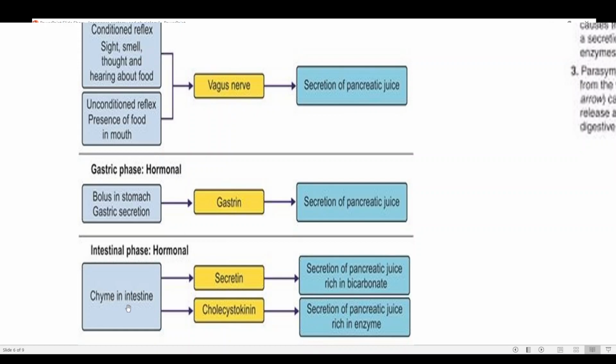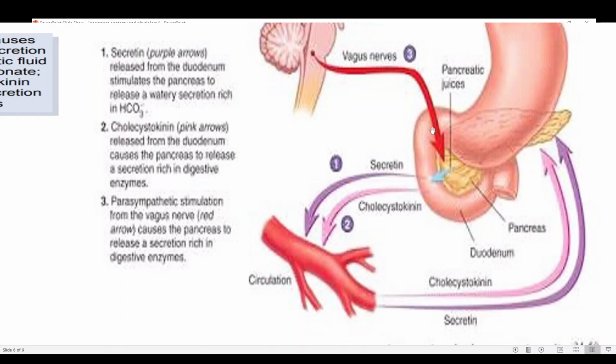Once the chyme of food enters the intestine, the duodenal cells secrete secretin and cholecystokinin, which enter the blood vessels. Secretin and cholecystokinin act on the pancreas and stimulate the secretion of enzymes like trypsin, which acts on protein, amylase, which acts on carbohydrate, and lipase, which acts on fat, and degrade these products.